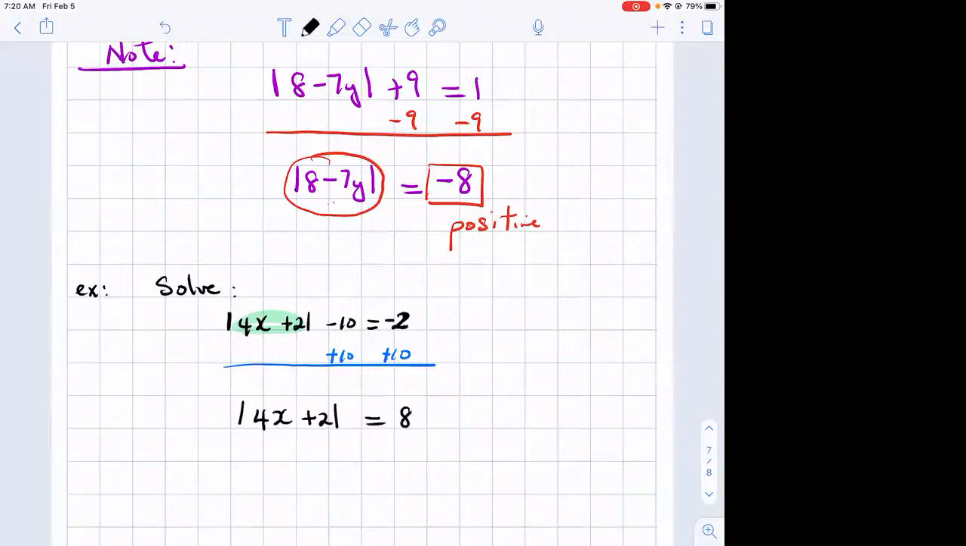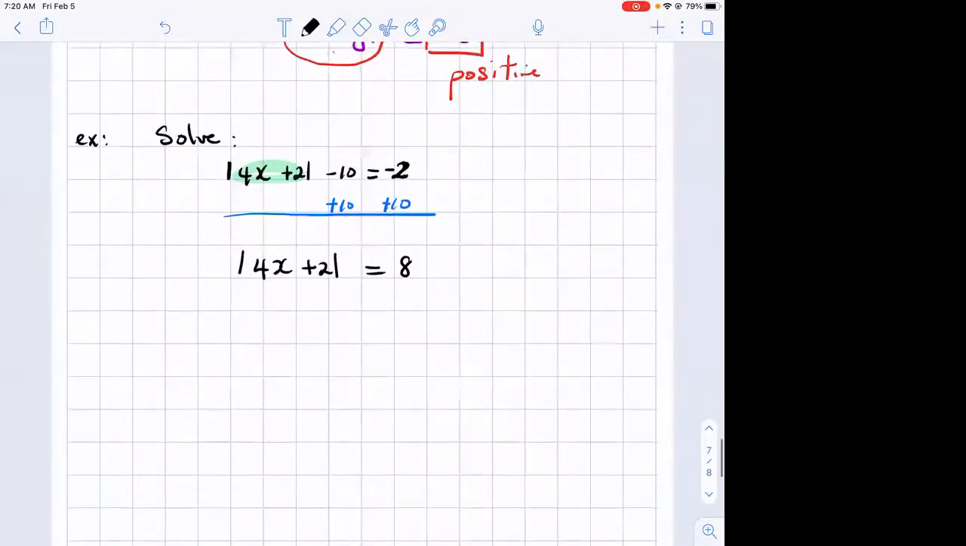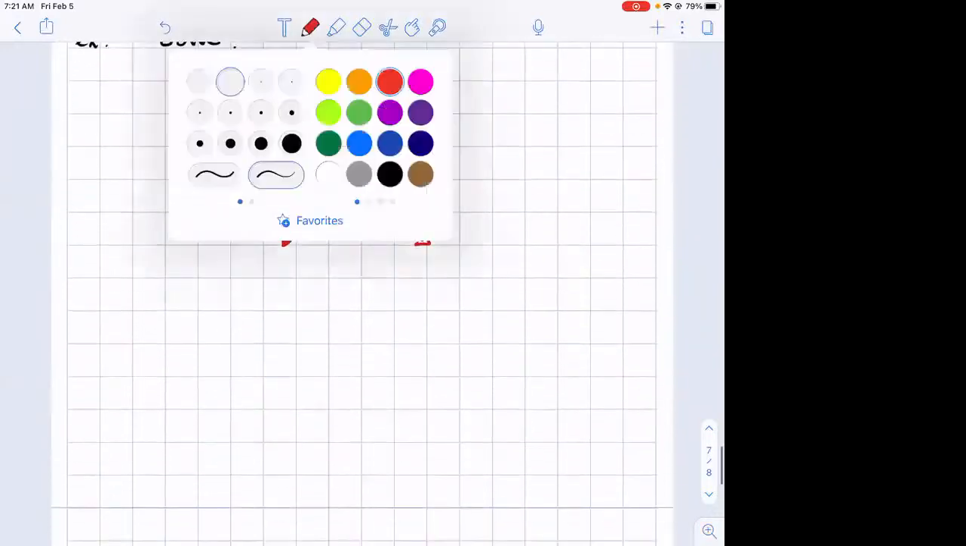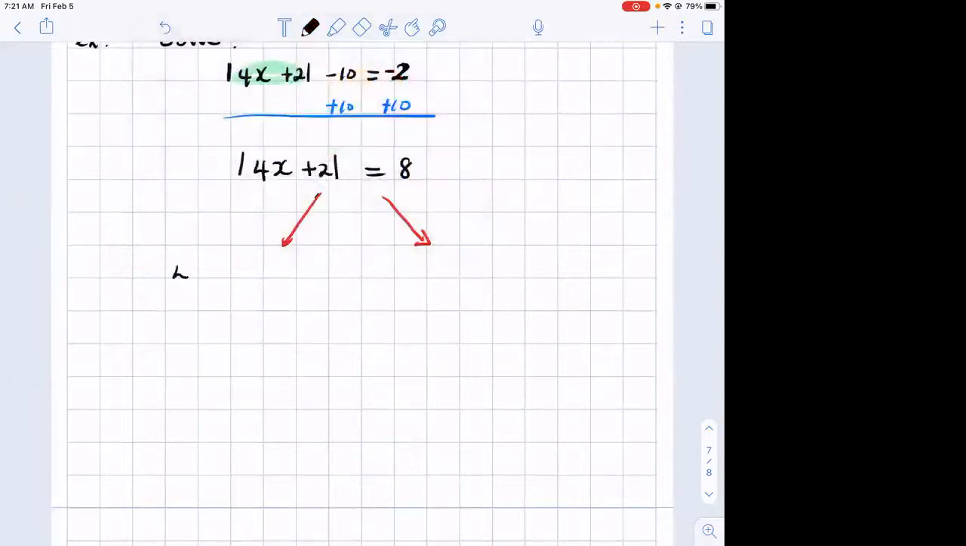And now this will have possible solutions. Since it's by itself, we can split it into two. Okay? We can split it into two. So we have 4x plus 2 is equal to 8, and 4x plus 2 is equal to minus 8. Okay?